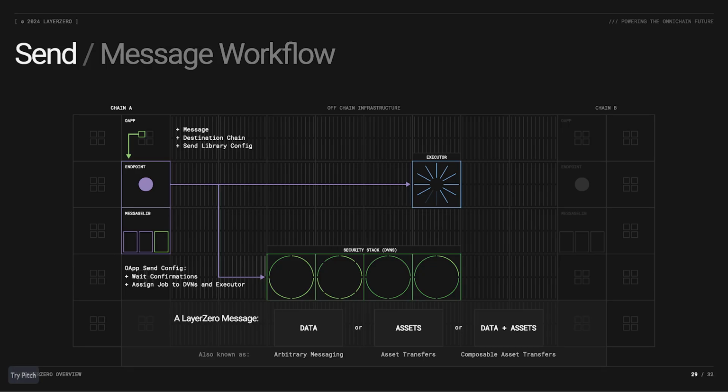At a high level, the way that LayerZero works is pretty straightforward. All you need to do is interact with your smart contract that has inherited or implemented a send function. This send function calls the LayerZero endpoint.